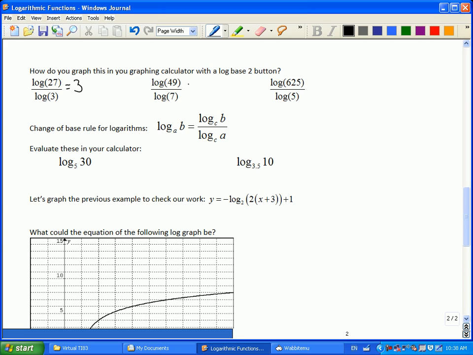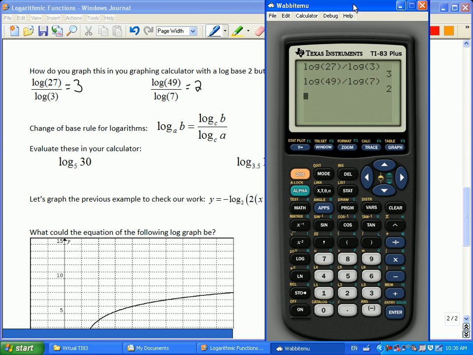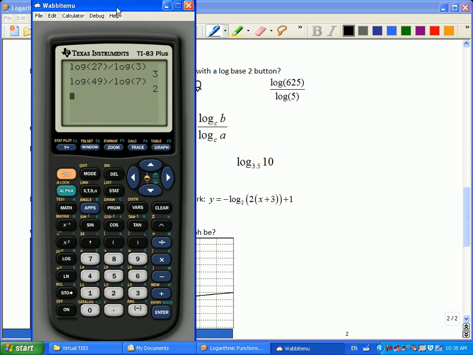Turns out that's 2. Anybody feeling brave enough to make a prediction? What's the log of 625 going to be divided by log of 5? Okay, let's see if you're right. Yeah, it's 4.